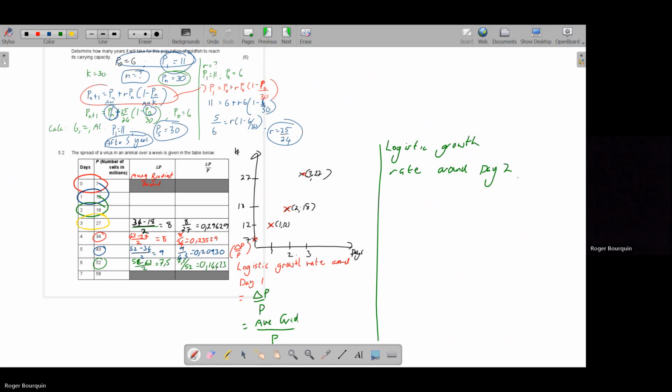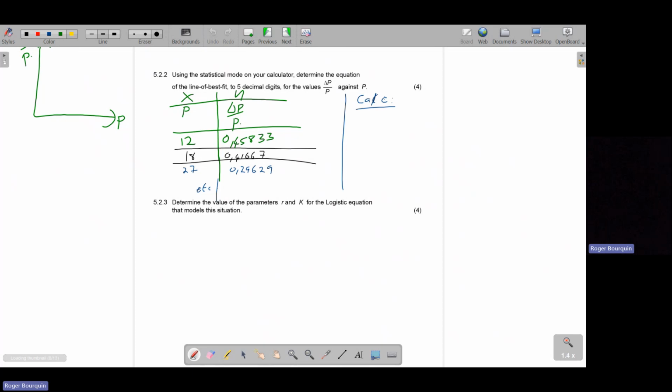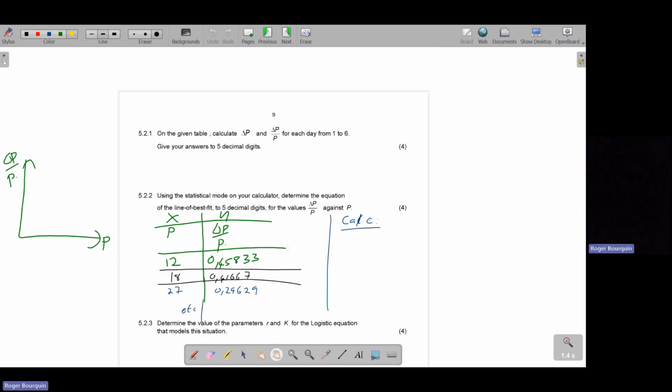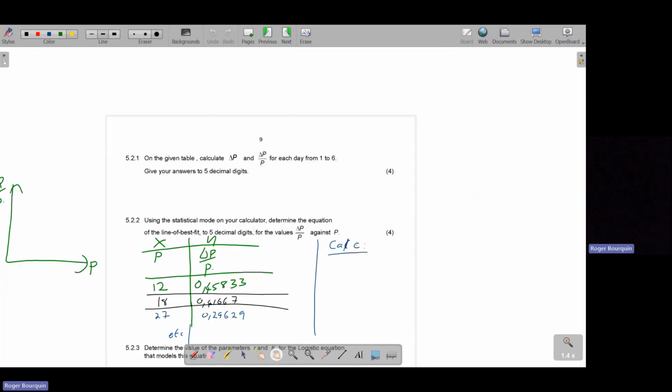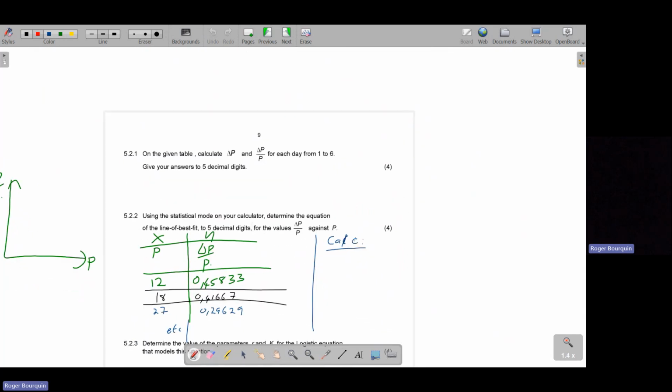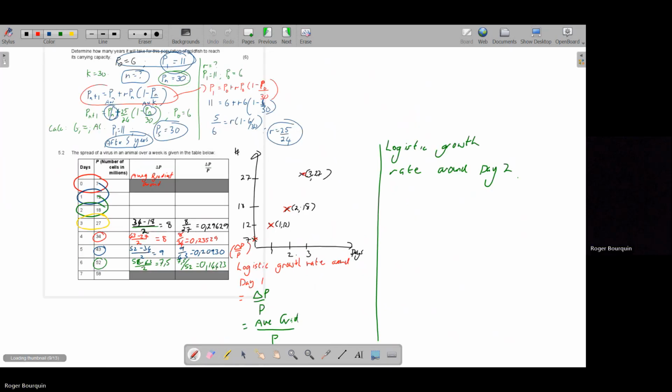The next question says complete the table. Over here in this question, on the given table, calculate delta P and so on. So we have to complete that table correct to 5 decimal digits. So this concept of logistic growth rate, which is your logistic growth rate over here.